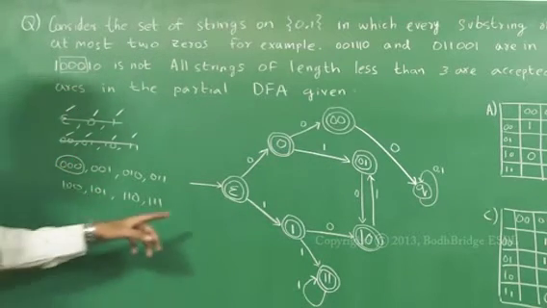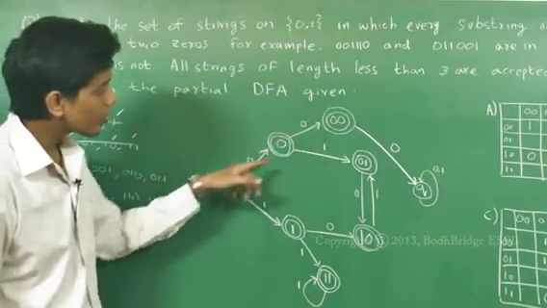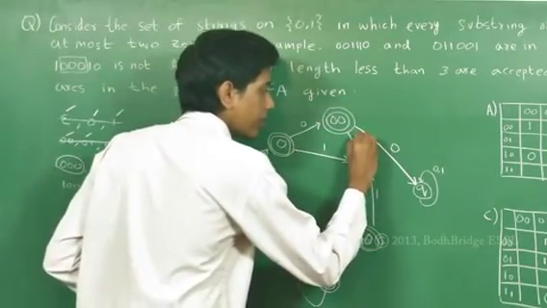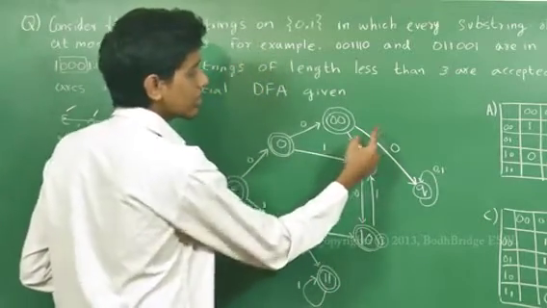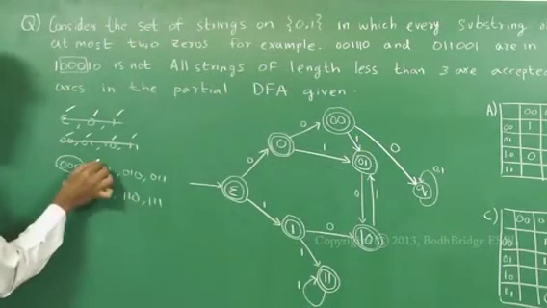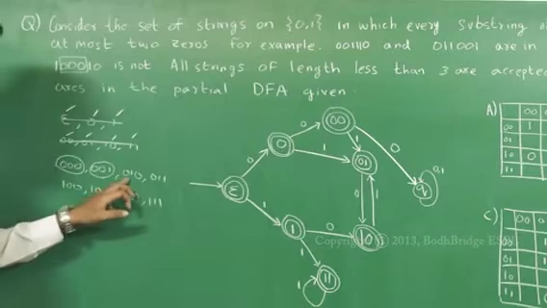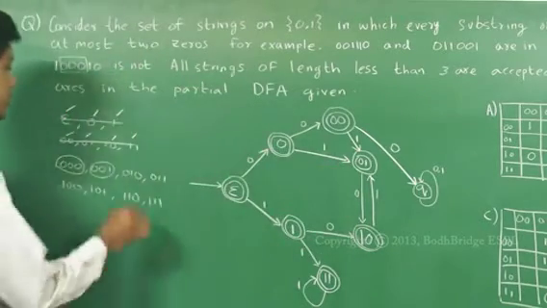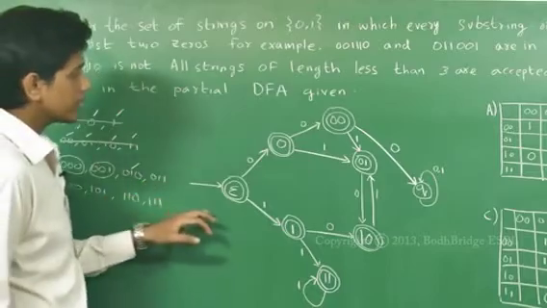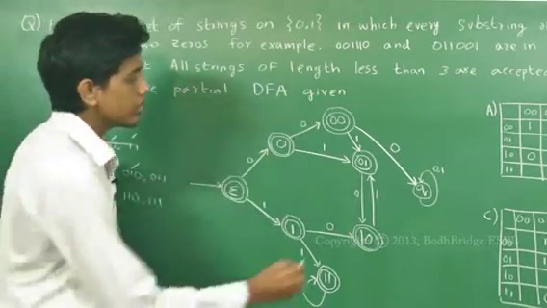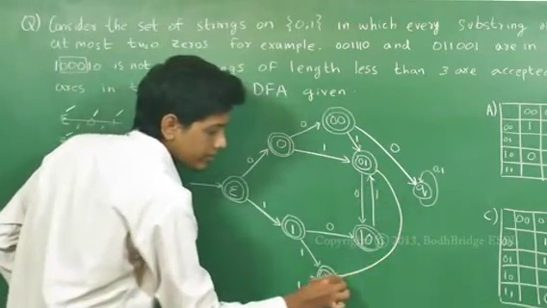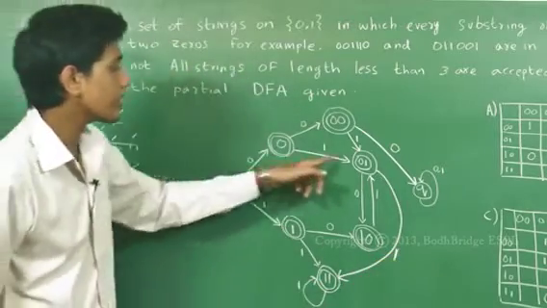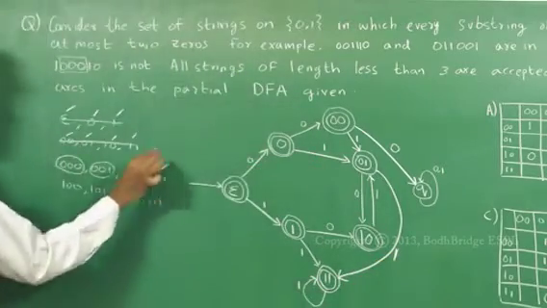Next is 001. 00, 001 should go here because this is 01. So 1. So now we have added these 2 arcs. So now we have handled 001. Next is 010. 010 is accepted. Next is 011. So this arc was missing. This should be accepted. So 011. So now this is accepted.